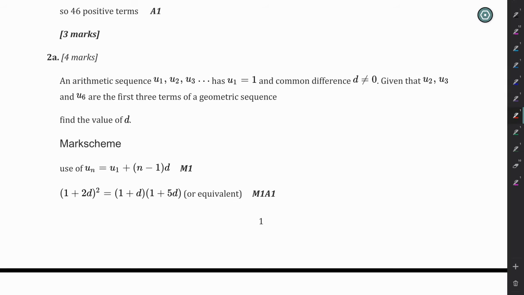So for 2a, it tells us we have an arithmetic sequence, u1, u2, u3, all the way up to u infinity, where our first term is 1 and our common difference does not equal 0. Given that u2, u3, and u6 are the first three terms of a geometric sequence, find the value of d.